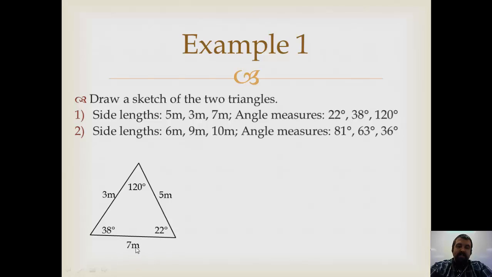7 here is the longest side. 120 is the largest angle. They're across from each other. They're opposite. They match up. This is how you're supposed to draw number 1. Go ahead, try number 2.